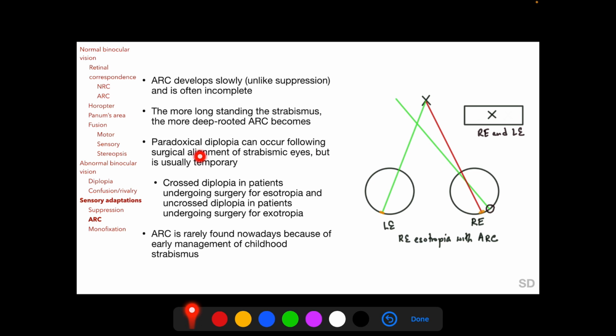Following surgical alignment of strabismic eyes, paradoxical diplopia can occur but is usually temporary. And paradoxical diplopia is a crossed diplopia in patients undergoing surgery for esotropia and uncrossed diplopia in patients undergoing surgery for exotropia. And this is just the opposite of the pattern of diplopia found in a strabismic patient with normal retinal correspondence. Anomalous retinal correspondence is rarely found nowadays because of early management of childhood strabismus.